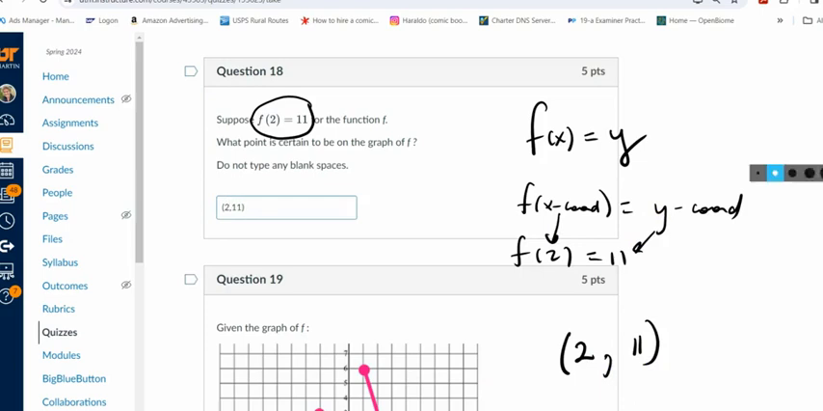Okay. And you can check it. What does a function do? It maps the x coordinate into the y coordinate. So f evaluated at 2 is equal to 11, which is what we were given in the first place.